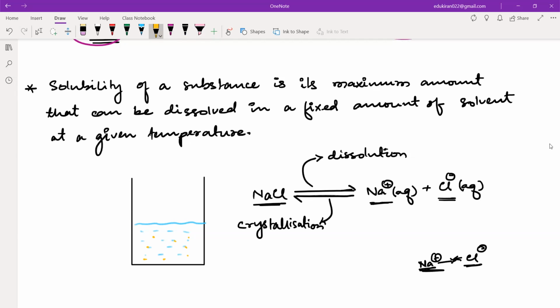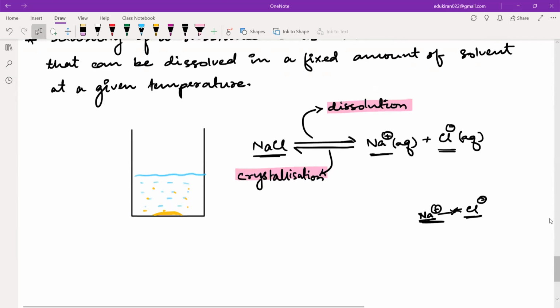We'll see after a time there will be an amount of NaCl that is present and that is not getting dissolved at all, right? So a little bit will settle at the bottom here. So that is the NaCl that is getting separated from the solution by the collision of Na plus and Cl negative inside the solution. So are these two processes clear, dissolution and crystallization? Yes or no? Please tell me. Yes, sir. Okay.